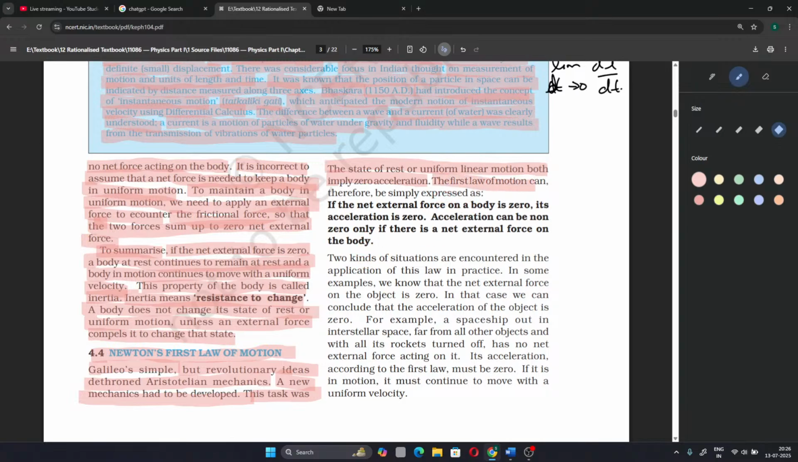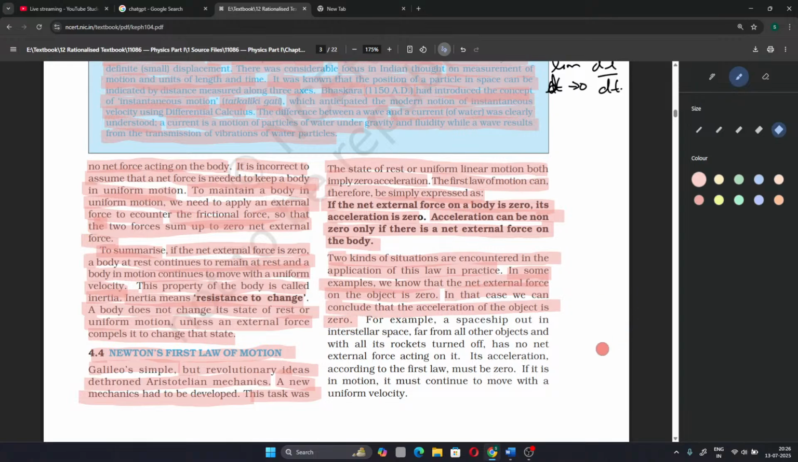The first law of motion can therefore be simply expressed as: if the net external force on a body is zero, its acceleration is also zero. Acceleration can be non-zero only if there is a net external force acting on the body. Two kinds of situations are encountered in the application of this law in practice. In some examples, we know that the net external force on the object is zero. In that case, we can conclude that the acceleration of the body is zero.